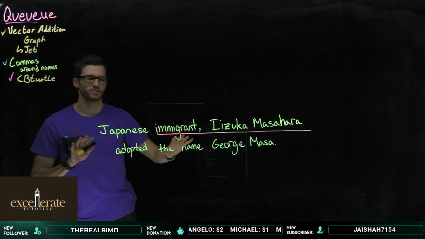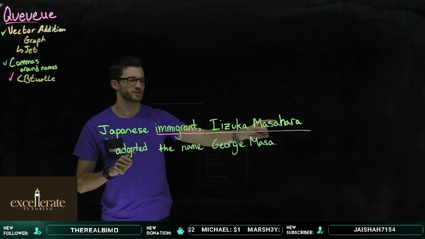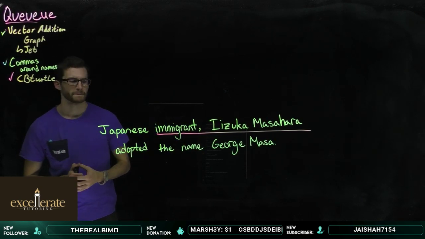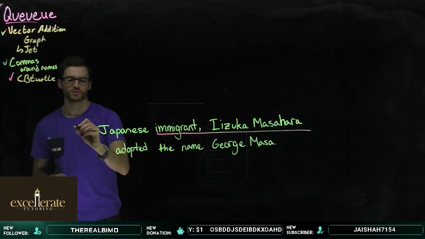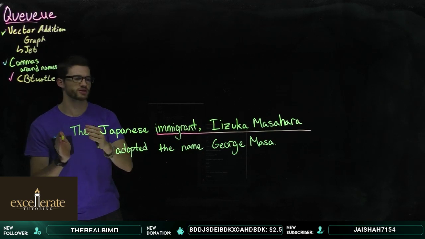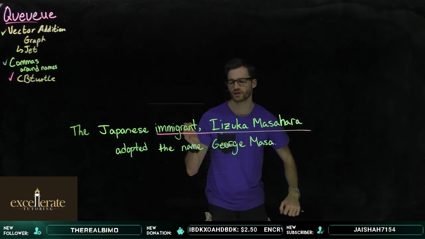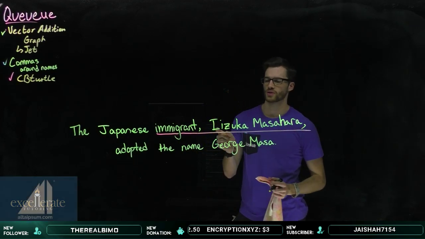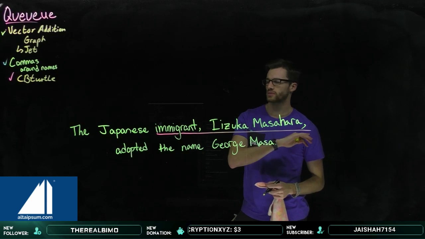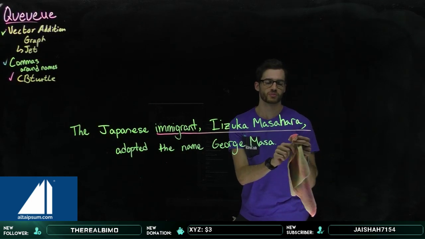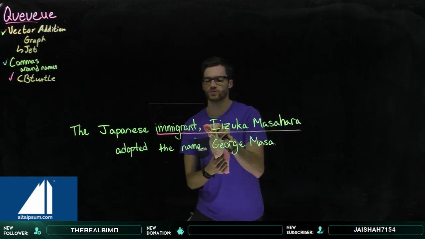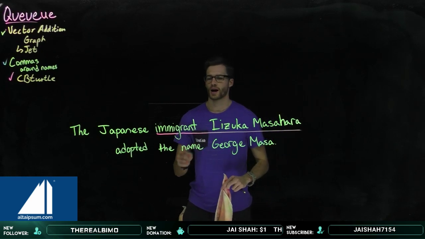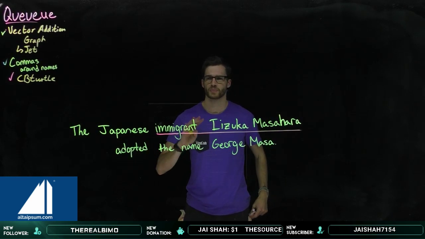Does that explanation make sense? Japanese immigrant Izuka Masahara adopted the name, right? It'd be the Japanese immigrant. And if you were to do the or a Japanese immigrant, Izuka Masahara, even here, I don't want the comma. You could feasibly put it like that so that Izuka Masahara is a non-essential, but I would prefer it here. So I would do no commas. So be very, very careful about commas around names, around people.